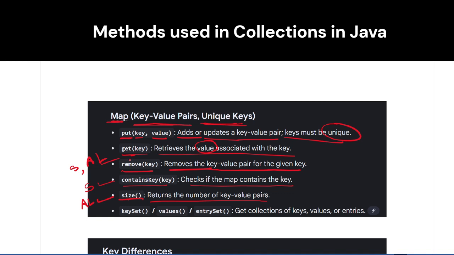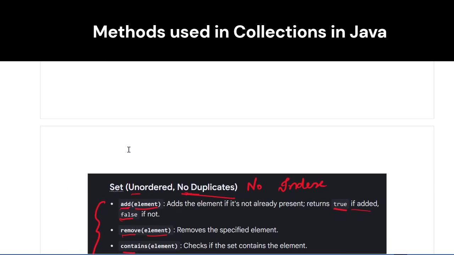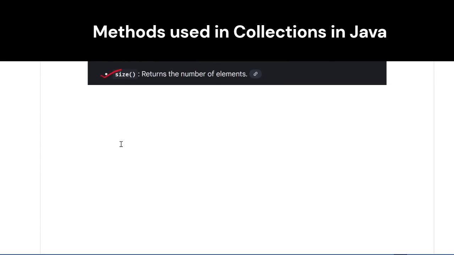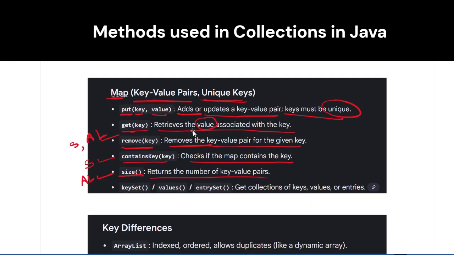Instead of add, we have used put in map. Get key. Where we have used the get method, yes, we have used this in array list. So most of the methods we have used in array list, it is almost similar to array list. So we have used the get method, we have used the remove method, but here we are using key and getting the value, because it is a key value pair.